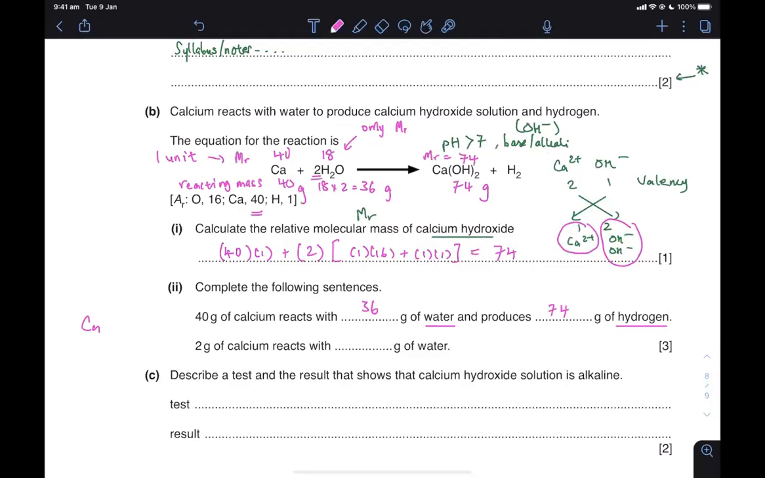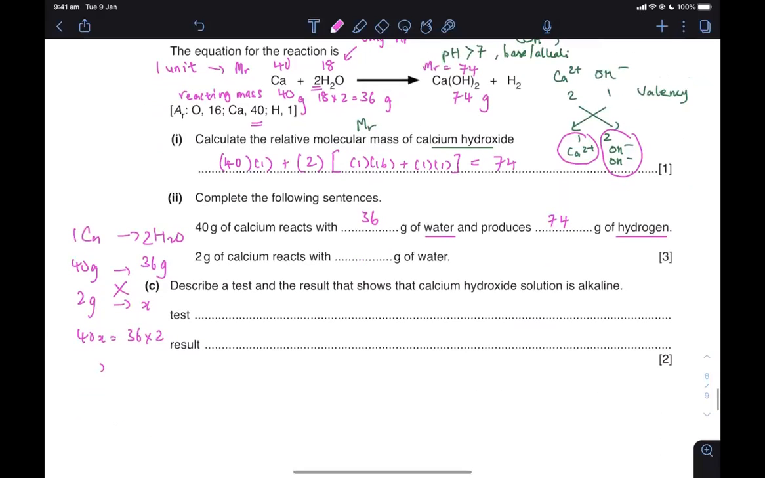And you have calcium with water. So 40 gram of it and 36 gram of it; 2 gram of it will give you X. So 40X equals 36 times 2. So X equals 36 times 2 divided by 40. And you should be able to get 1.8 as your answer.